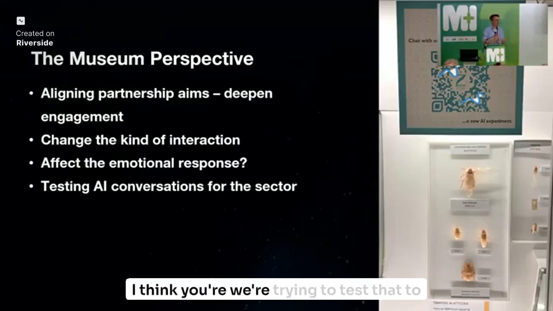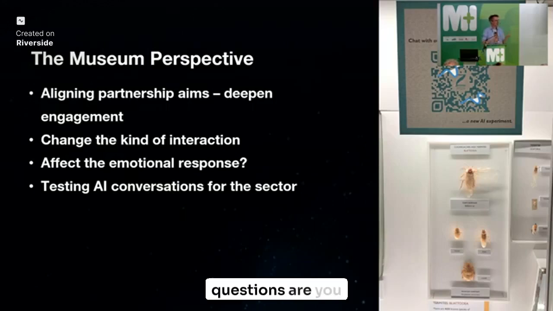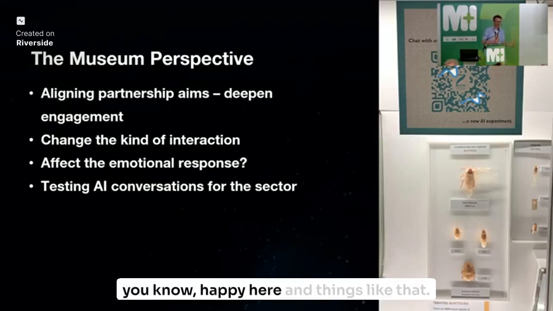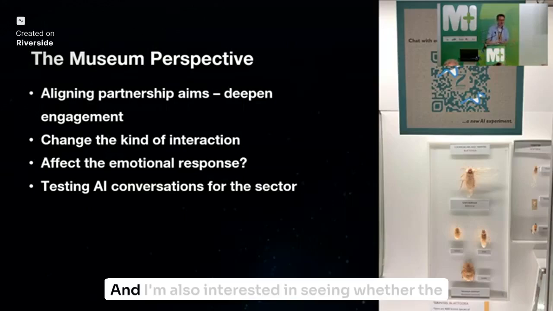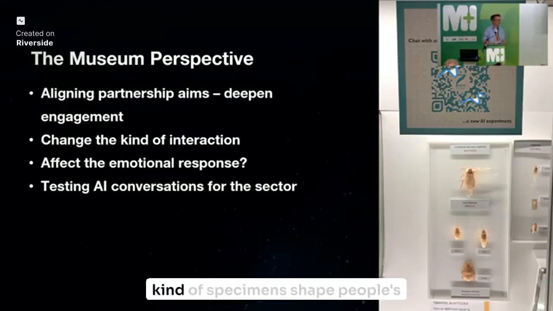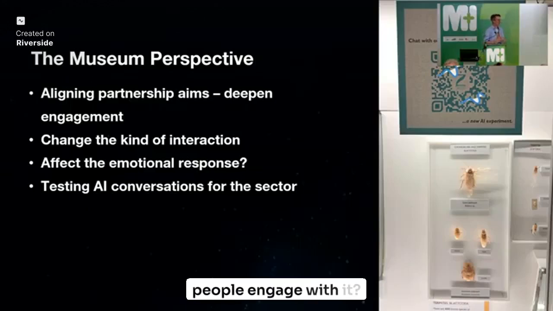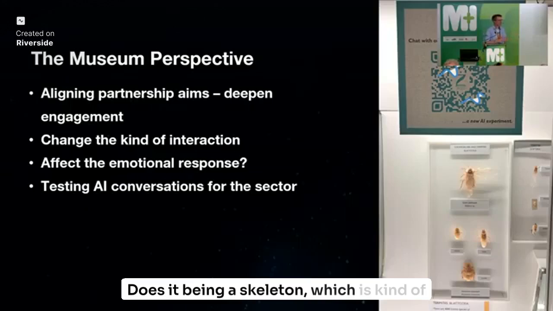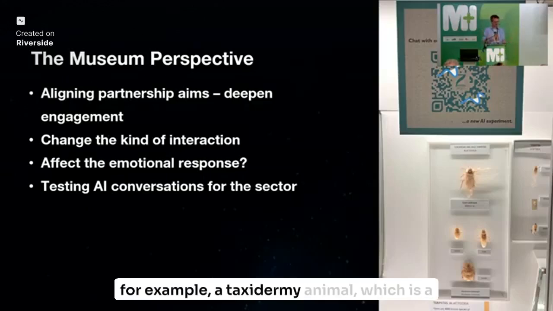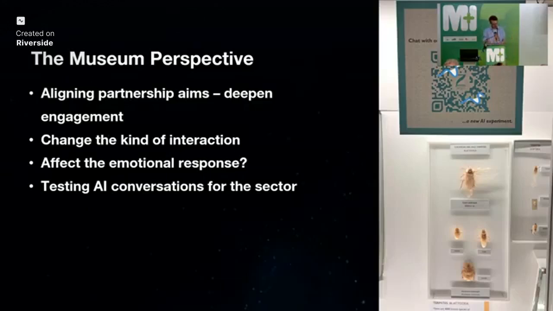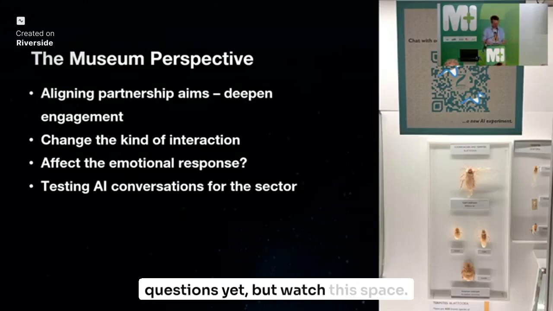Which I don't think is generally what's happening when people come into a museum. And I think we're trying to test that to see how people are using kind of "you" questions. Are you happy here, and things like that. And I'm also interested in seeing whether the specimens shape people's relationships to them. So does it being extinct change the way that people engage with it? Does it being a skeleton, which is kind of this clinical, impersonal object, make people less likely to see it as an individual than, for example, a taxidermy animal, which is a whole thing? So we don't have the answers to those questions yet, but watch this space.